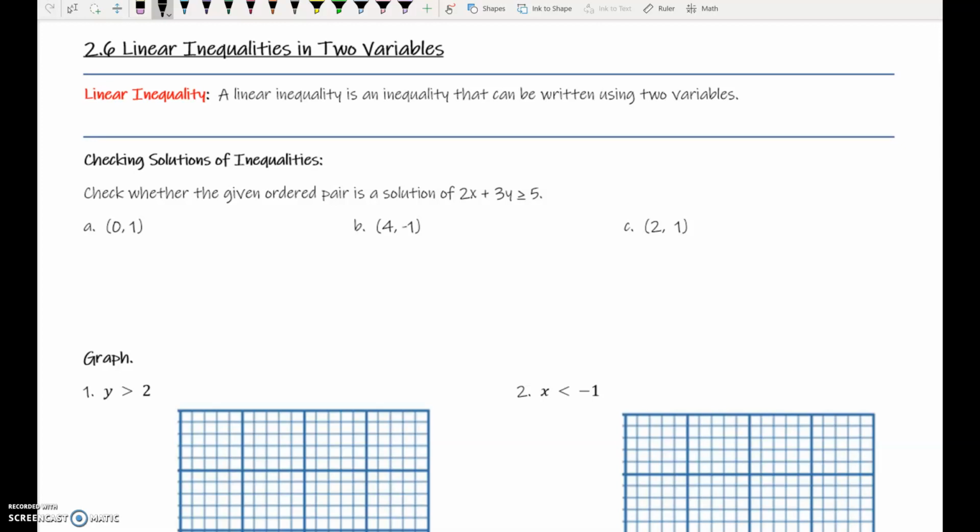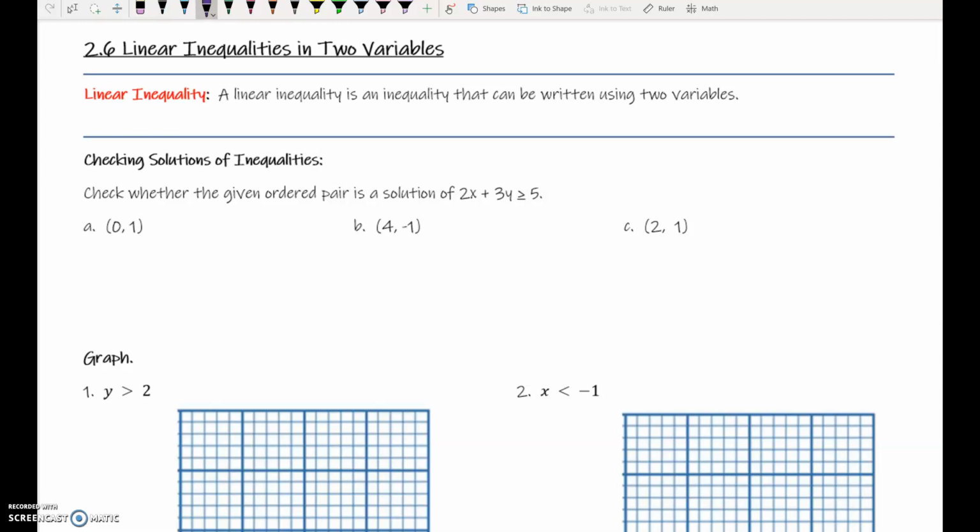A linear inequality is an inequality that can be written using two variables. This is like the solid or dashed line where we shade on the coordinate plane. First thing we're going to talk about is checking solutions of inequalities. So we have this inequality 2x plus 3y is greater than or equal to 5. And we need to know if the point (0, 1) is a solution.